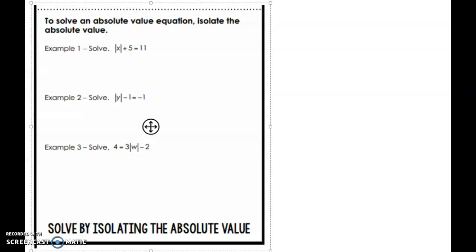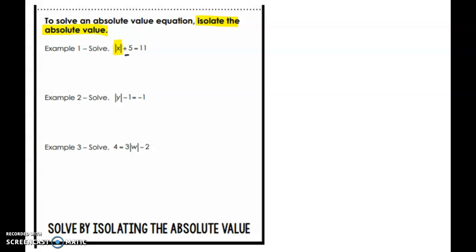So to solve an absolute value equation, the key is isolate the absolute value. So what I want you to do on example 1 is highlight only the absolute value and the stuff in it. So we're going to use our highlighter a lot right here. It's going to really help you. So I've highlighted the absolute value of x. So now I need to isolate that, meaning get it by itself on that side of the equal sign.